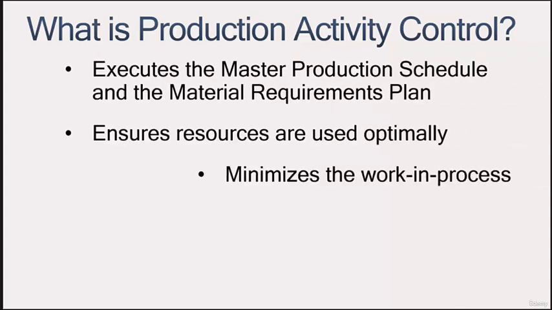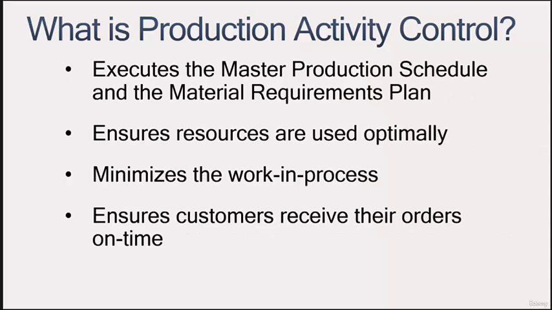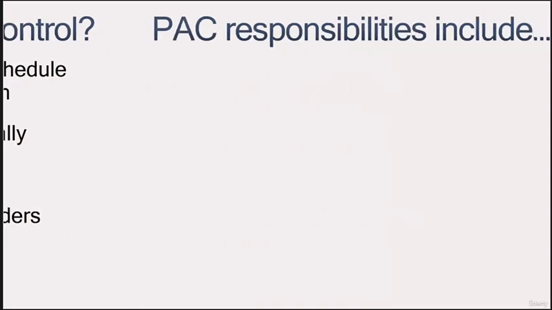PAC executes the master production schedule and the material requirements plan. It makes sure resources are being used optimally. It minimizes the work in process and ensures the customer service is maintained by completing products on schedule so the customers receive their orders on time. Let's go over some of the specifics that production activity control manages.